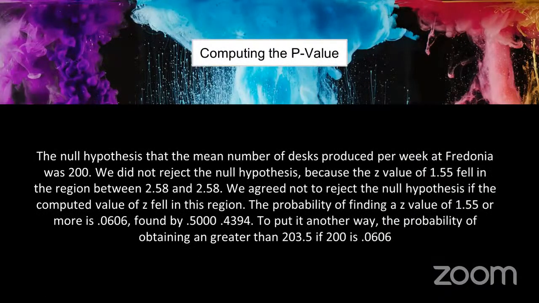Now we're moving on to how we compute the p-value. The null hypothesis was that the mean number of tests produced per week at Fredonia was 200. We did not reject the null hypothesis because the z-value of 1.55 fell in the region between -2.58 and 2.58. We agreed not to reject the null hypothesis if the computed value of z fell in this region. The probability of finding a value of 1.55 or more is 0.0606, found by 0.5000 - 0.4394. To put it another way, the probability of obtaining a value greater than 1.55 if the mean is 200 is 0.0606.